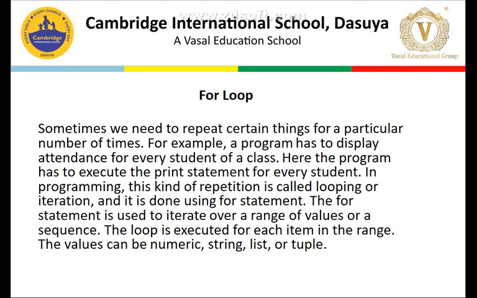For example, a program has to display the attendance for students of a class. So here the program has to execute the print statement for every student. In programming, this kind of repetition is called looping or iteration and is done using the for statement. The for statement is used to iterate over a range of values or a sequence. The loop is executed for each item in the range. The values can be numeric, string, list or tuple.